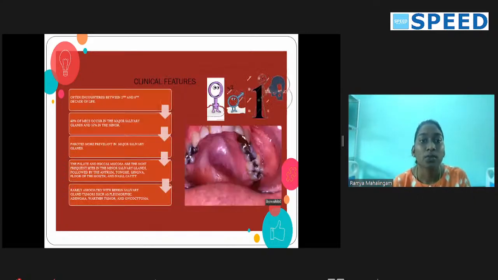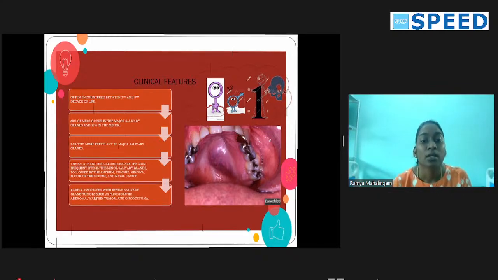Clinically, you can expect the patient to have a palatal swelling. It is going to be common in the 2nd to 8th decade of life, and it is going to occur in the major salivary glands. Most of them, that is 60%, are going to occur in the major salivary glands, and a few will also occur in the minor salivary glands, even in the palatal region.